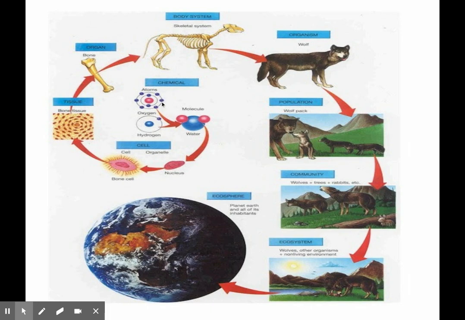And it's atoms make molecules, molecules make organelles, organelles make cells, cells make tissues, tissues make organs, organs make organ systems, and organ systems make organisms.